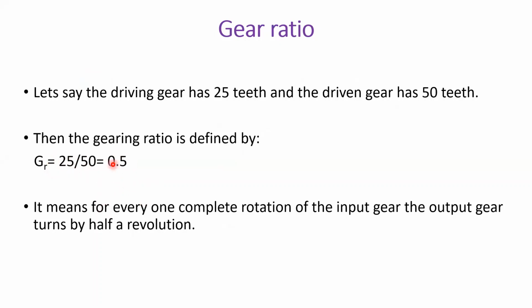So this is just an example. When the driving gear has 25 teeth and the driven gear has 50 teeth, then the ratio between the driving and the driven is 25 by 50, which is 0.5. It means that for one complete rotation of the driving gear, the output gear will be rotating only half of the time, basically.